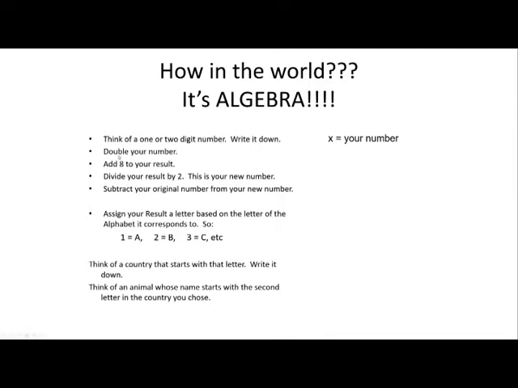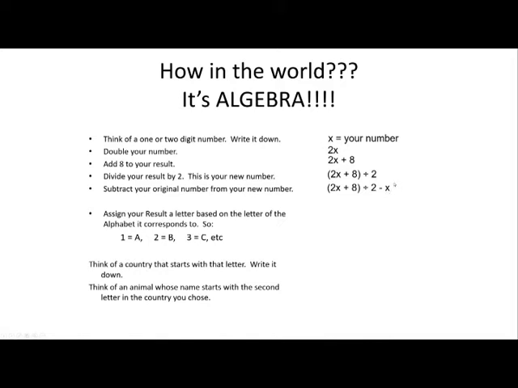Your first instruction was to double that number. Double, you'll remember, means multiply by 2. So this is 2 times X or 2X. And then I asked you to add 8 to your result. So I multiply first using order of operations, then I add my 8. I then ask you to divide your result by 2. This is going to be your new number. And then I ask you to subtract your original number from that. Notice, doubled, added 8. I put parentheses around it because I have to do all of that before I divide by 2. And then we said subtract the X from that.